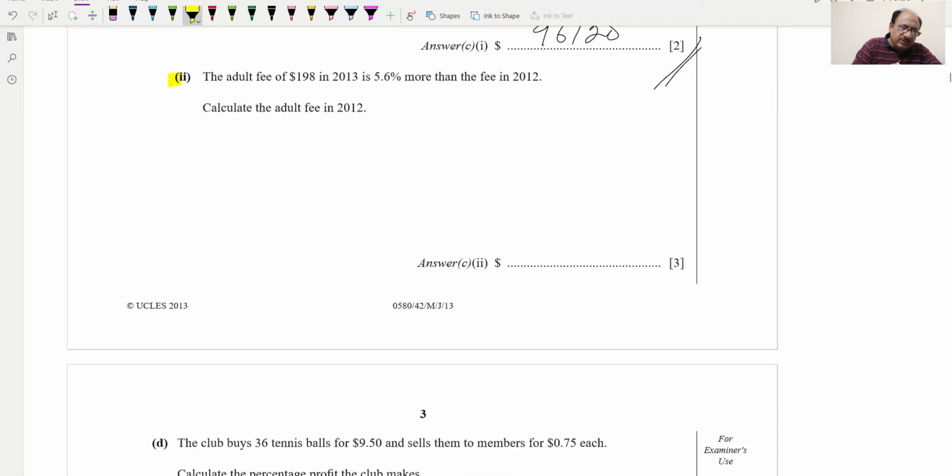Now the second part: the adult fee of $198 in 2013 is 5.6% more than the fee in 2012. So this is a reverse percentage question. We don't know the amount in 2012, but currently, after an increment of 5.6%, it is $198. So we need to calculate the adult fee in 2012.